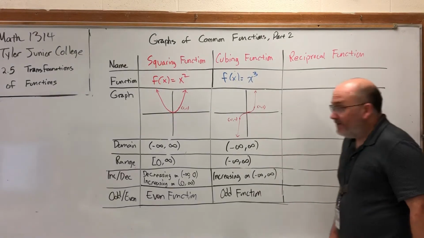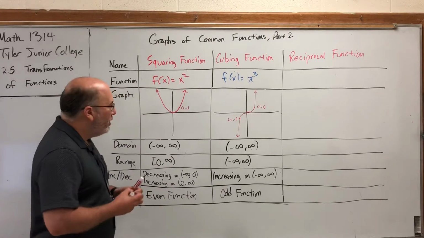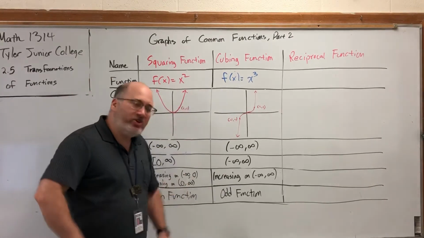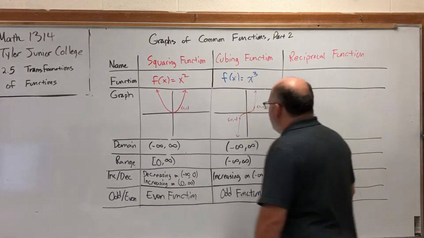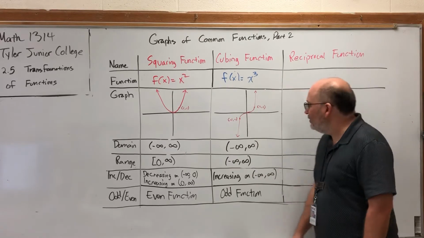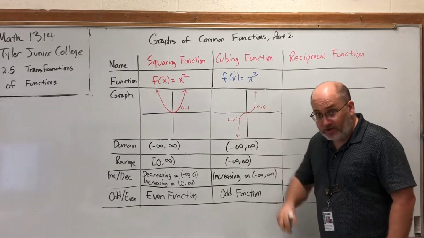In general, anytime you have x to an even power, you get what looks like a parabola, but the bigger the power, the flatter it is in the middle and the steeper it is on the ends. If your function is f of x equals x to an odd power, you'll get a graph like this, but the larger the power, the flatter it is in the middle and the steeper it is on the ends.